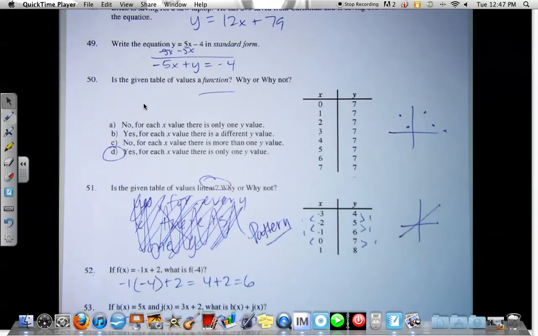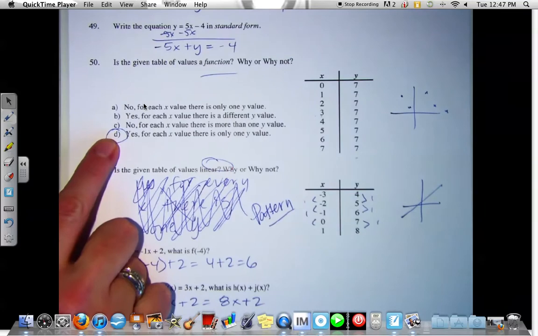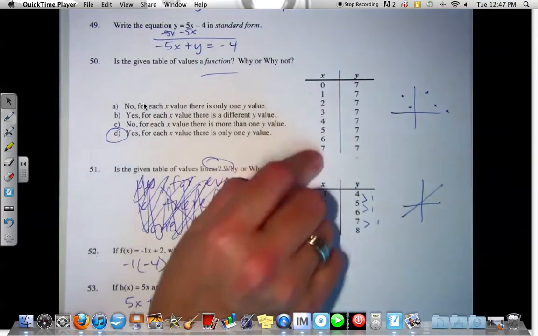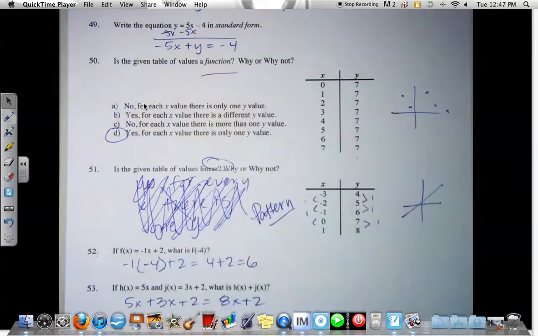50. Is the given table of values a function? Yes, for every x value, there's only one y. Your domain's not repeating at all. The range can repeat, but the domain cannot in order for it to be a function.